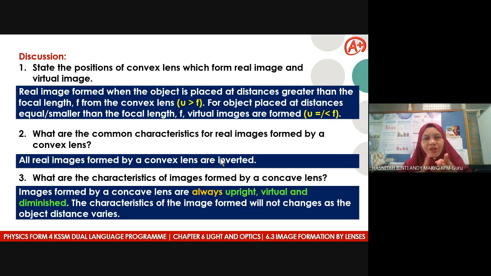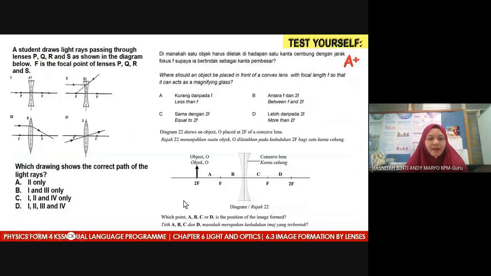There is no such thing as real and upright, you won't find it. And there is no such thing as virtual and inverted. Okay, you may not find them for lenses. The pair is virtual with upright, real with inverted. And for a concave lens, it is always upright, always virtual, always diminished, independent of the object distance.